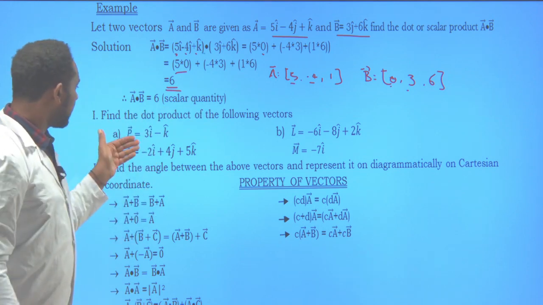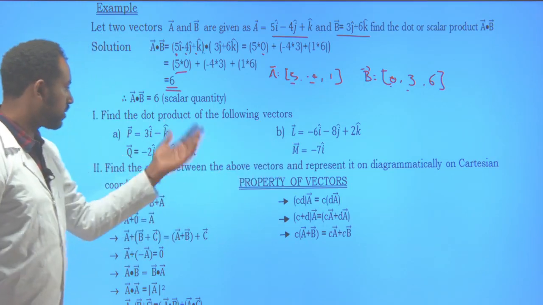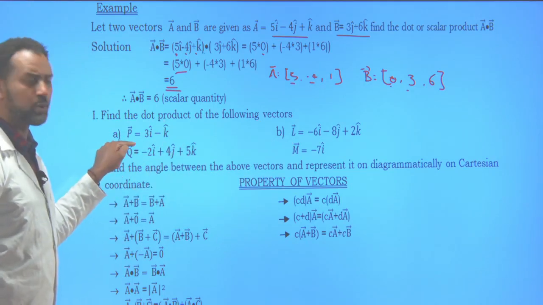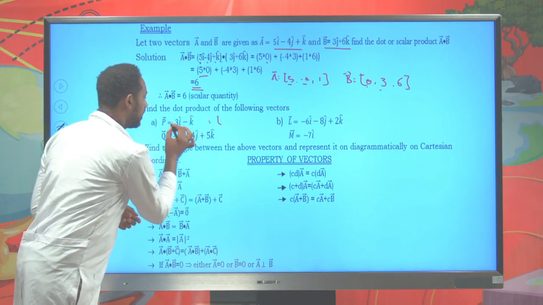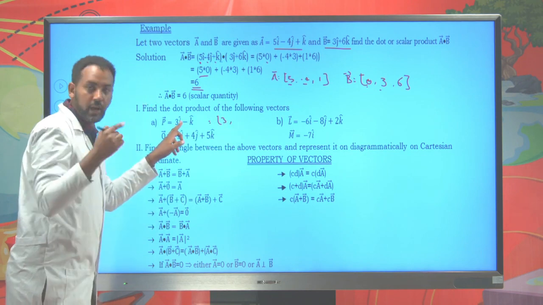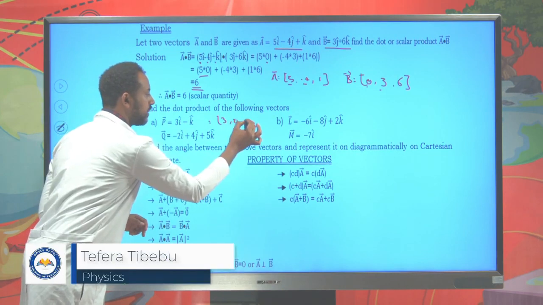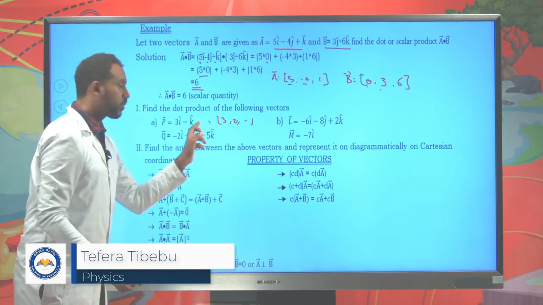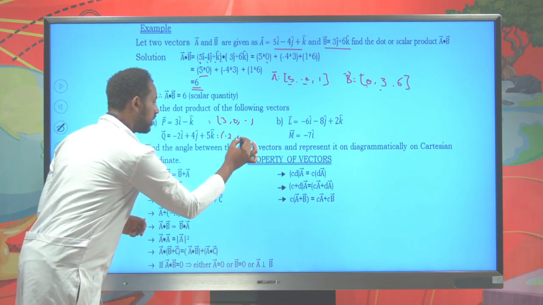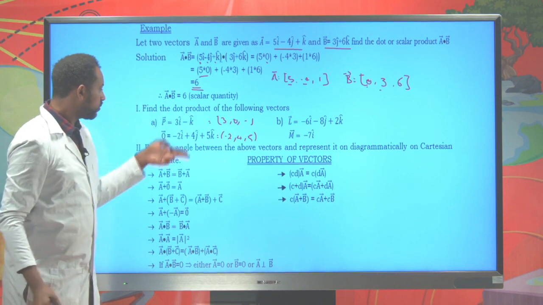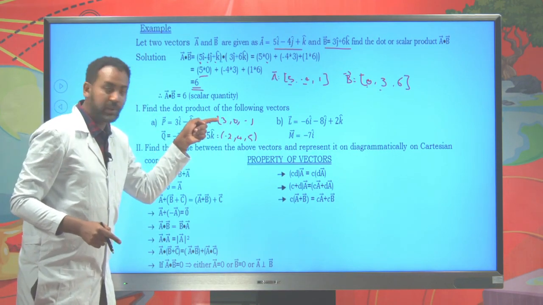It's also possible to find the dot products here. You have vector P and Q, you have vector L and M, and so on. If you are asked to find the dot product, you have to multiply the respective components. What are the components of vector P? Well, here you have 3, there is no j component, therefore it should be 0, and there is a negative 1 component, minus 1. These are the components of P. The components of Q are minus 2, 4, and 5.